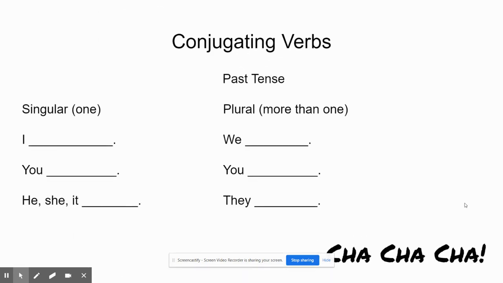Then the past tense would look like this. Right? It already happened, so ate. It would sound like this. I ate, you ate, he, she, it ate. We ate, you ate, they ate. Cha cha cha.